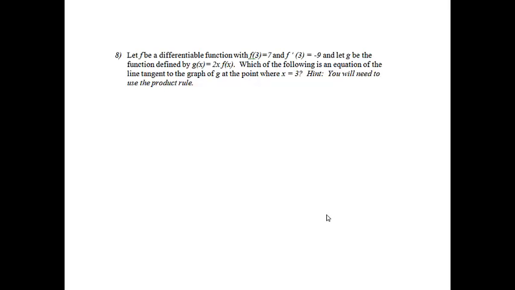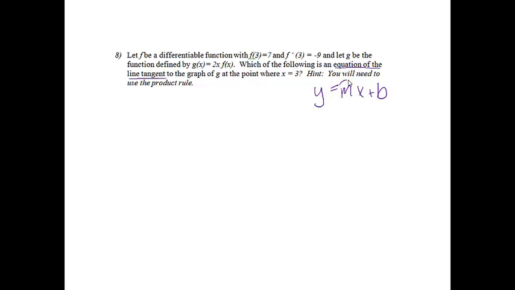Okay, number 8, let f be a differentiable function with f of 3 equals 7 and f prime of 3 equal to negative 9, and let g be the function defined by g of x equals 2x f of x. Which of the following is an equation of the line tangent to the graph of g at the point where x equals 3? And use the hint, you will need to use the product rule. Okay, so we are asking for the equation of the line tangent, which in my mind tells me y equals mx plus b. When I'm done, that's what it's going to look like.